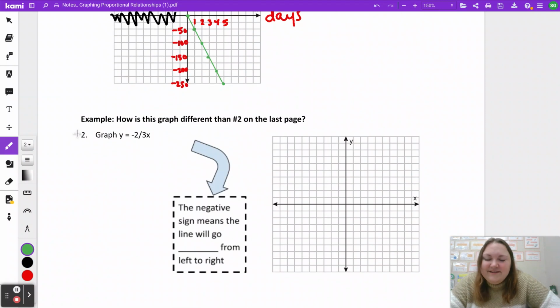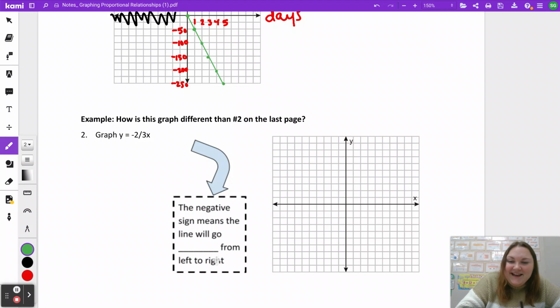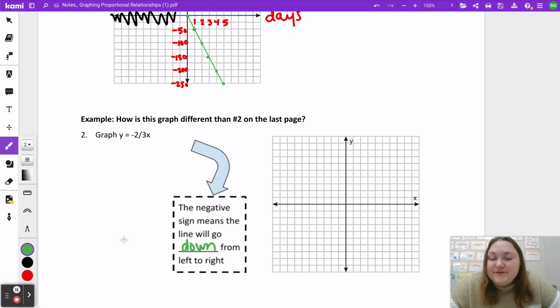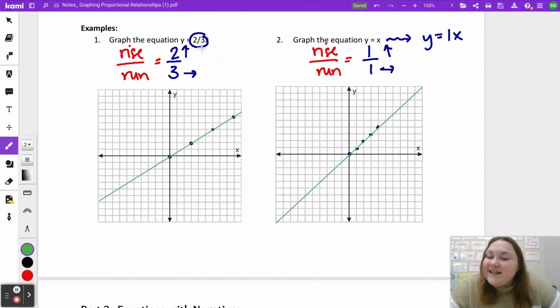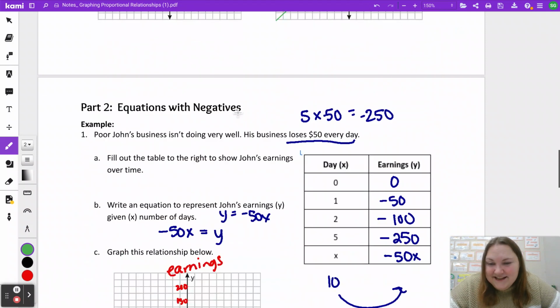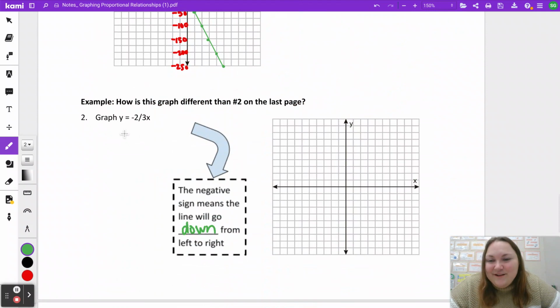So notice down here, we have one that doesn't have a story, and I see that that slope is negative 2/3. The fact that the slope is negative means that the line will go down from left to right. So in part 1 of this lesson, you graphed the equation y equals 2/3 x, where the slope is positive. The positive slope looked like this. Now I'm going to have you go ahead and graph y equals negative 2/3 x, where that slope is negative, and see how it changes your graph.